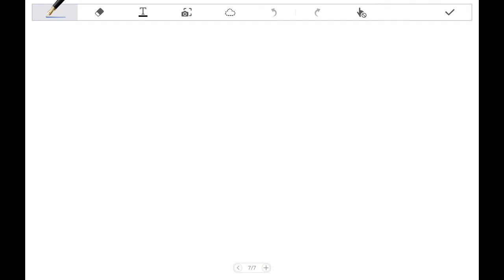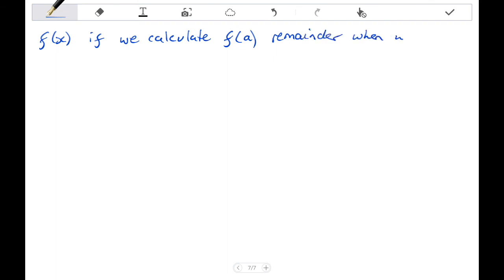We've got the remainder theorem, which says if we have a polynomial f of x, if we calculate f of a, this gives us the remainder when we divide f of x by x minus a.